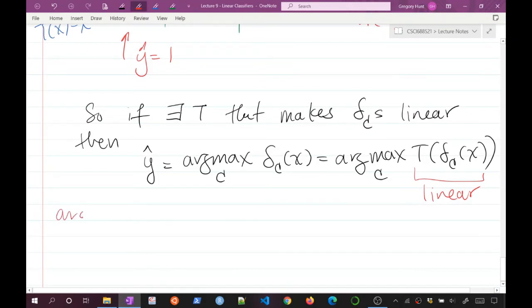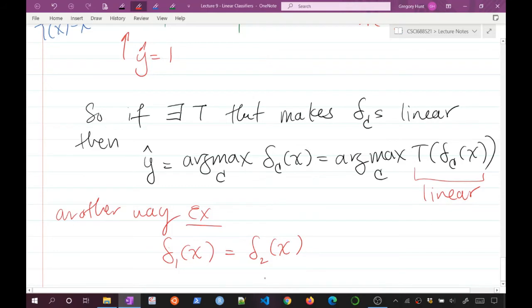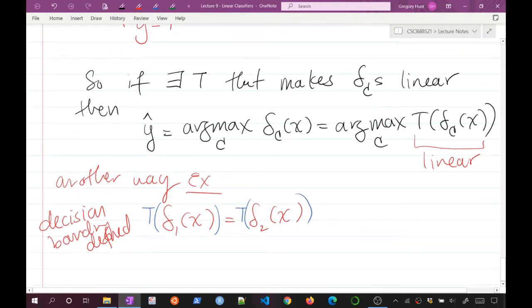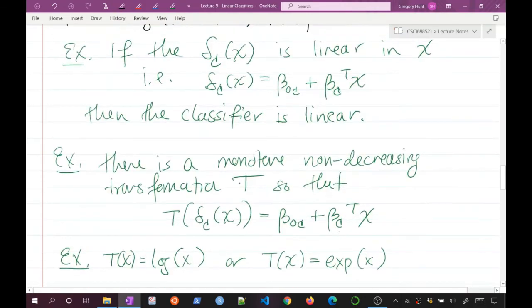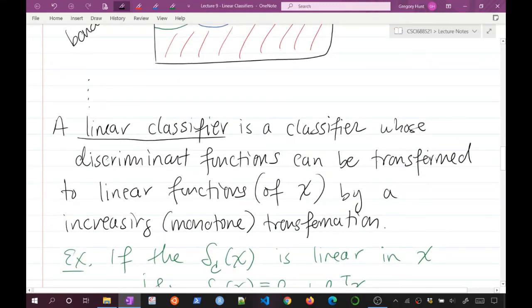Another way to view this, for example, is if I have, as before, just two classes, so I'll have two discriminant functions, delta 1 and delta 2, then my decision boundary is defined by the places where the x's make these equal. You might be worried, well, if they're both nonlinear, is that going to cause a problem? But if I can find some t that makes these both linear, then the solution space is going to be linear, and so my decision boundary is going to be linear. So linear classifiers are a deceptively large class of classifiers. If we go way back up to our definition, a classifier is linear.